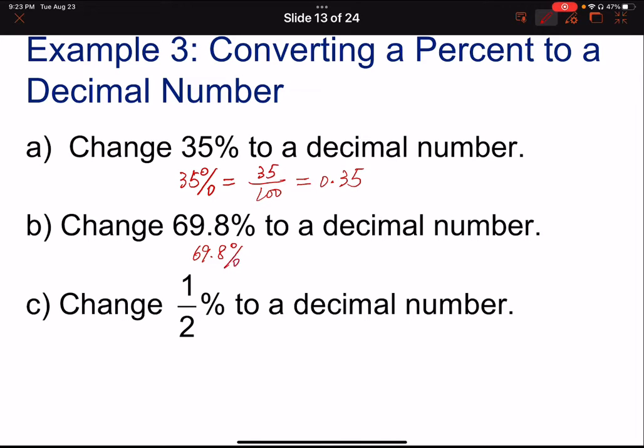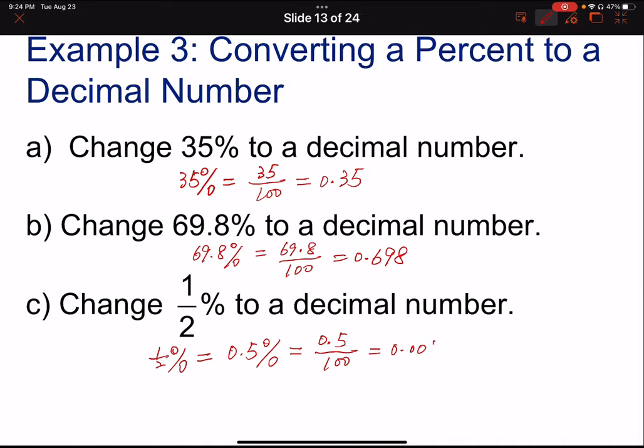69.8% equals 69.8 divided by 100 equals 0.698, right? 0.5%, or first, either way, you can first convert 1/2 to 0.5, right? 0.5%, and that's 0.5 divided by 100, and this is 0.005. So you move the decimal to the left 2 places, you get 0.005. Okay, should be straightforward.